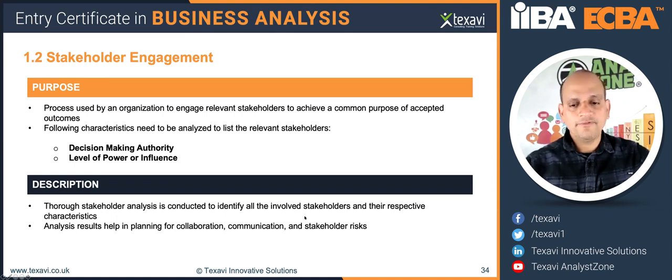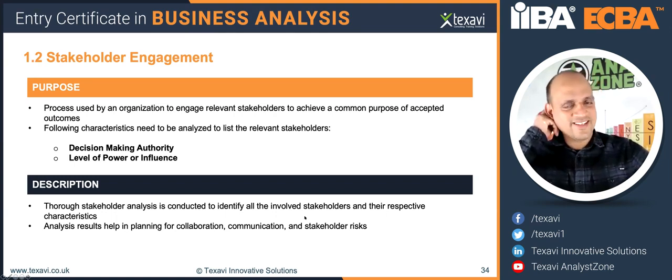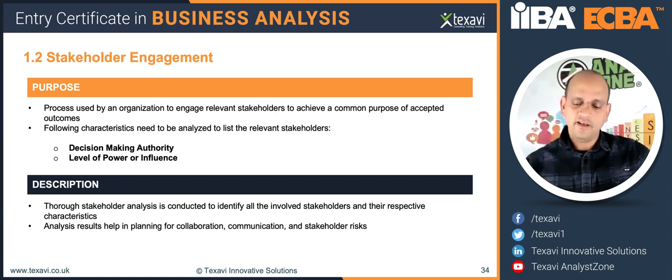So it's important that we do the proper analysis in the first place, so that, as you said rightly, we stop wasting all the time, money, and effort in dealing with these stakeholders who are not useful at all. It would be really useful for us to start early and then engage the right set of stakeholders from day one. And then analysis results help in planning for collaboration, communication.